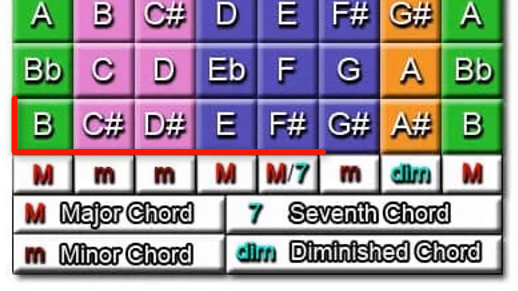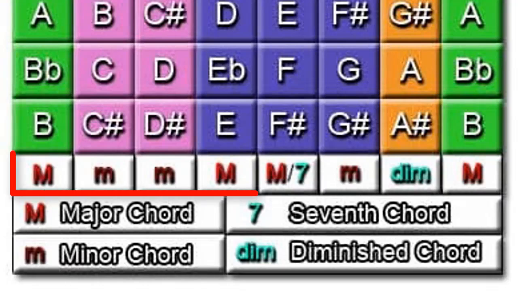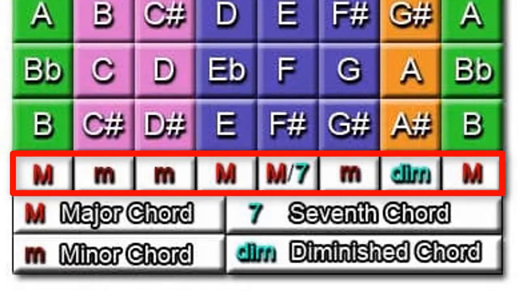For example, if a song is in the key of B major, these would be the notes that make up its scale, and these would be the chords to use within this key. To know whether a chord is major or minor, we would have to look at the bottom part. Therefore, the first degree would be major, the second would be minor, the third would also be minor, the fourth would be major, the fifth would be major, the sixth would be minor, and the seventh would be diminished.